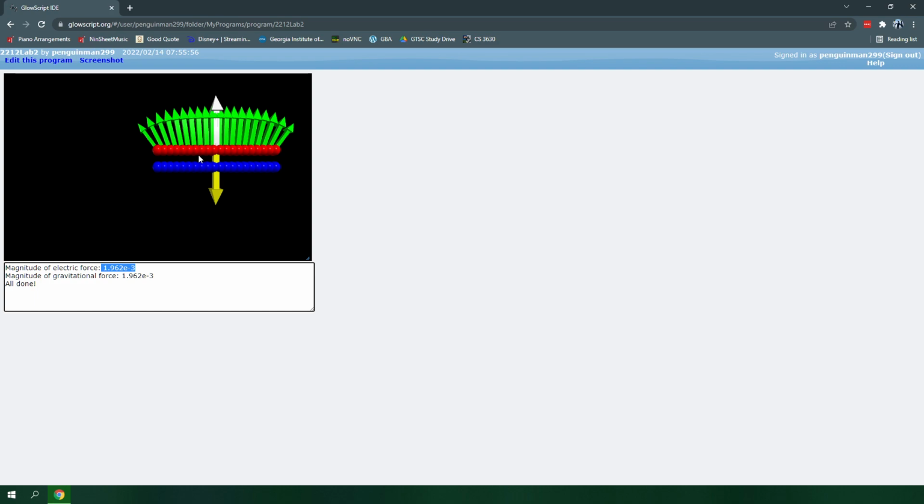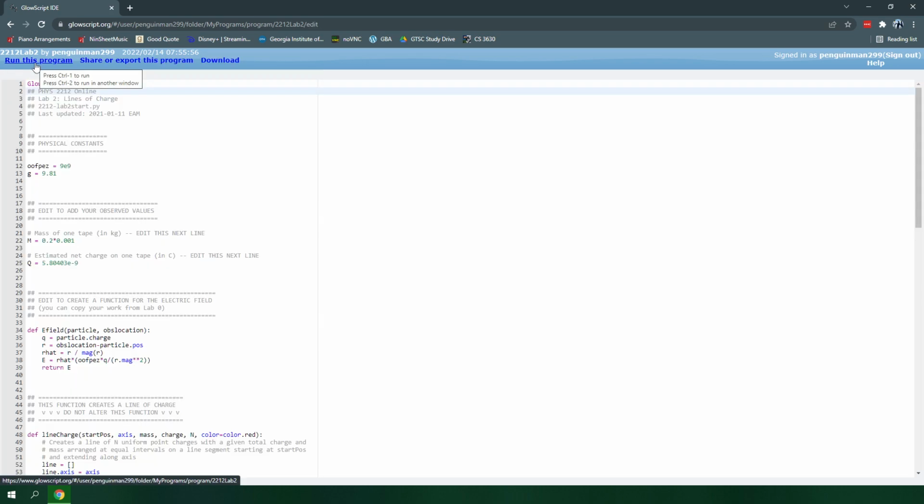Or for some of these charges along the tape to vary, not be exactly the same across it, and for the electric force to still add up to the same 1.962 times 10 to the negative 3. Overall, though, it's still a much more accurate representation than what we produced in Lab 1. And thank you for listening to my lab.